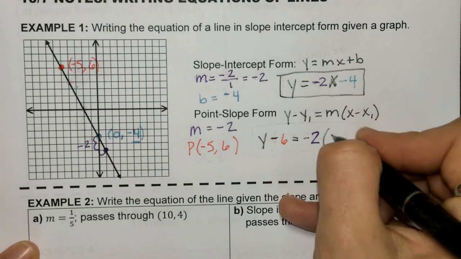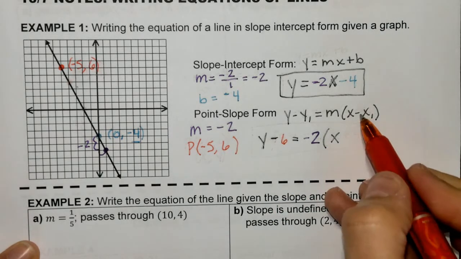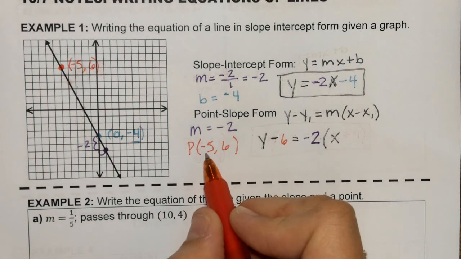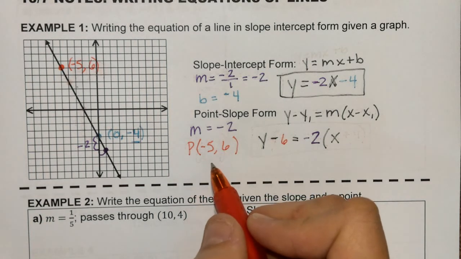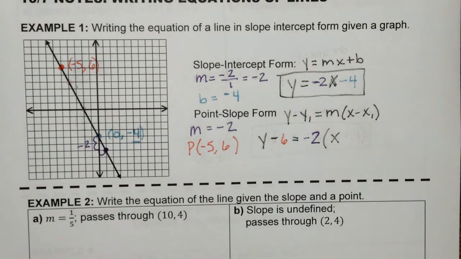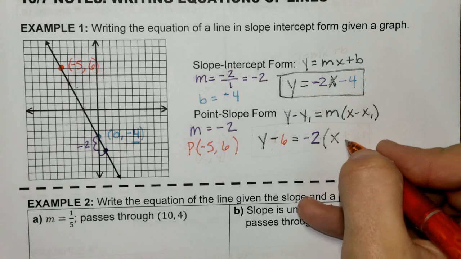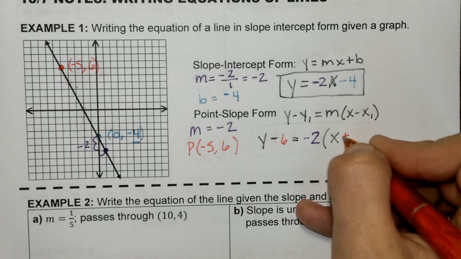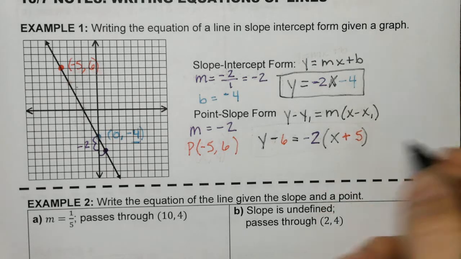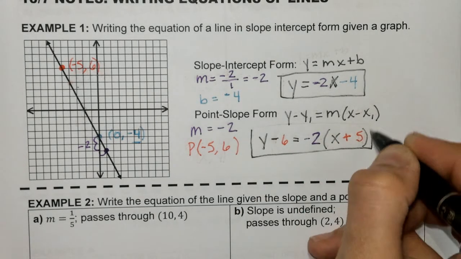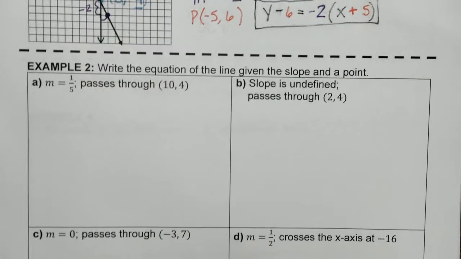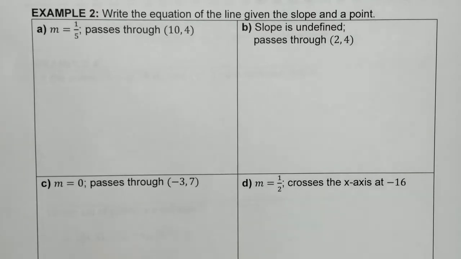And in parentheses, we have x. Now we're going to subtract our x-coordinate. Here we have a negative, so it's not going to be x minus 5. This is where it gets a little tricky with point-slope. We are subtracting a negative, and as we know, when we subtract a negative, it becomes a positive. So we will actually add 5. And that is our point-slope form. We don't need to convert that. We're done.